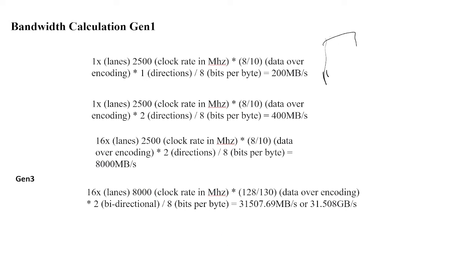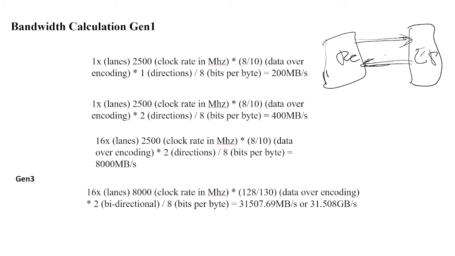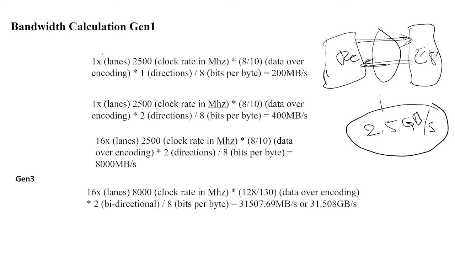You have an RC and an EP connected through, let us assume, a single lane. Single lane means one transmitter, one receiver. So let us assume I have one lane connected between the RC and EP with PCI Express. Let us take Gen 1. In Gen 1 we have a maximum operating frequency of 2.5 gigabits per second. This is the operating frequency. Let us take one lane I am using. What is the operating frequency? 2500 megabits per second. Which encoding am I using?